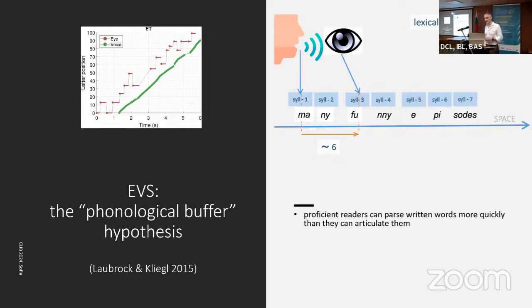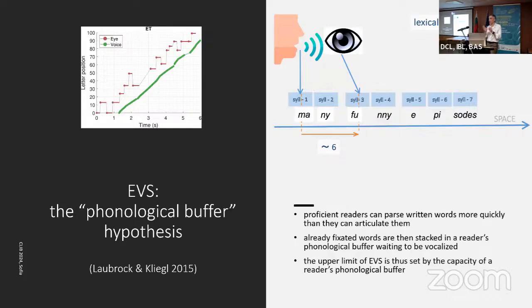There are different interpretations of this effect. For example, the most authoritative one is in a paper by Laubrock and Kliegl in 2015, and they say that proficient readers can parse written words visually more quickly than they can articulate them, okay? That's the logic behind this. So already fixated words are then stacked in a reader's phonological buffer waiting to be vocalized. And this means that we can set an upper limit of the eye-voice span, and this is given by the capacity of a reader's phonological buffer. So the larger our buffer, the larger the eye-voice span, between the time I start fixating and visually reading that particular word and the time I start vocalizing it, okay?